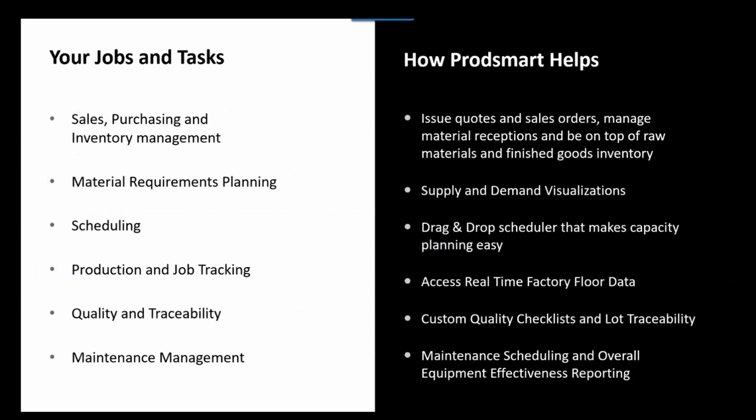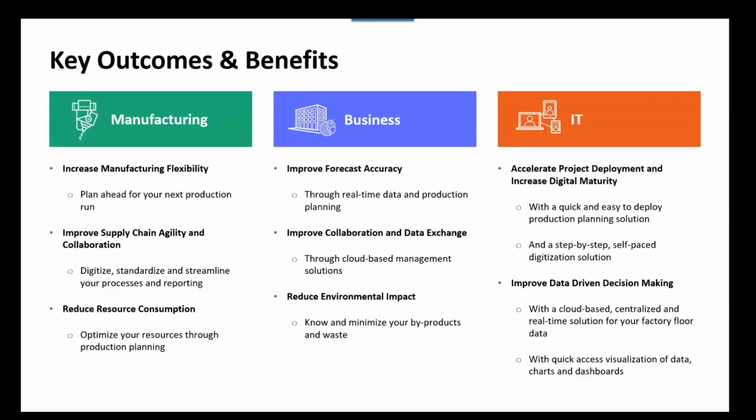Prodsmart goes beyond the shop floor and supports all other needs of the business process, from ordering to shipping, covering sales, purchase and inventory management, MRP, scheduling, production and job tracking, quality and traceability, as well as maintenance management. There are multiple outcomes and benefits from using Prodsmart, like the ability to increase manufacturing flexibility and getting the necessary information to plan ahead for the next production run, or how to improve supply chain agility and minimize your production waste, which reduces the environmental impact.